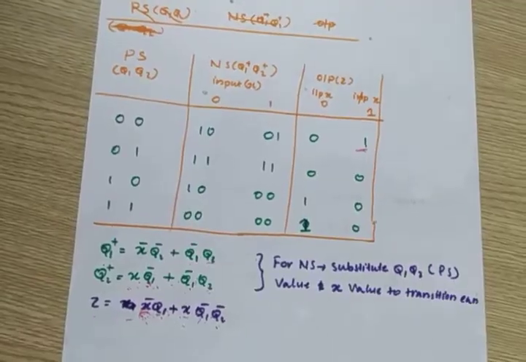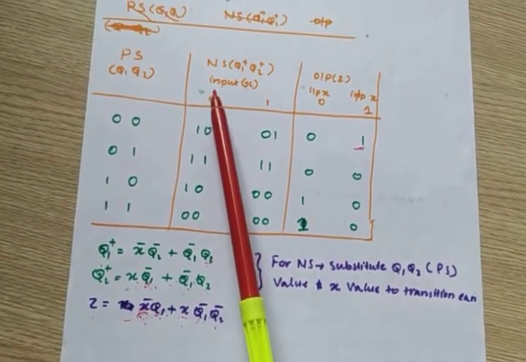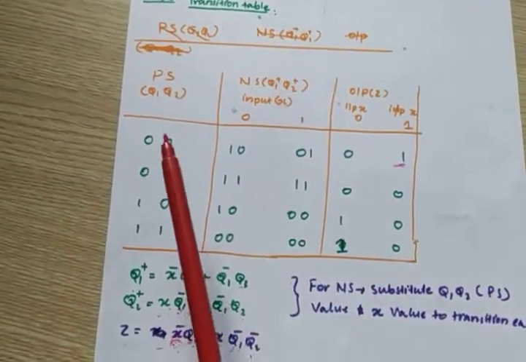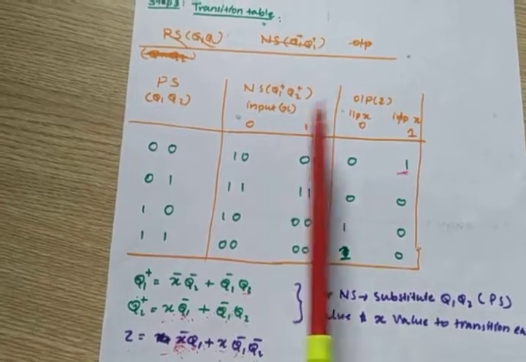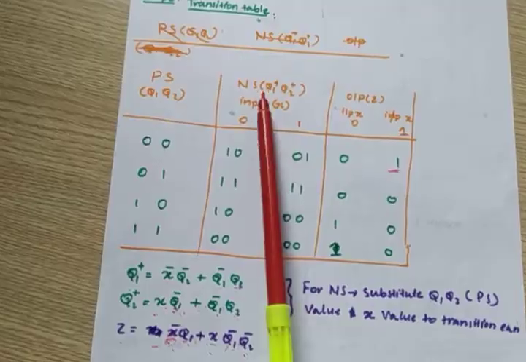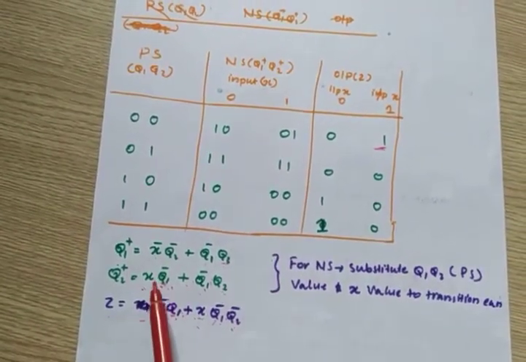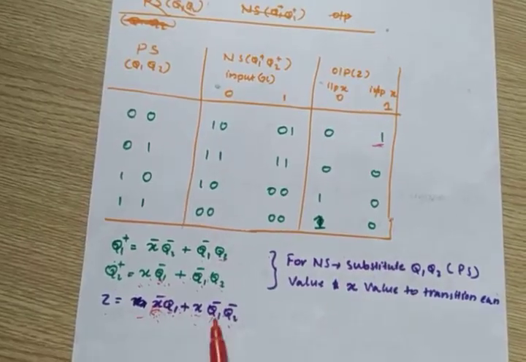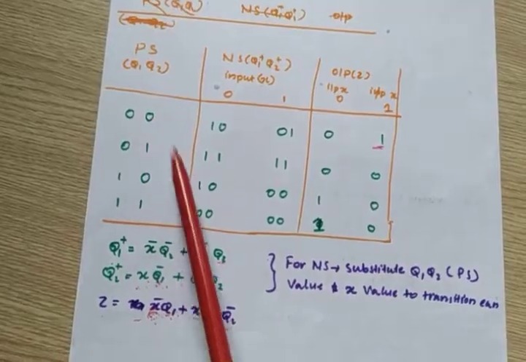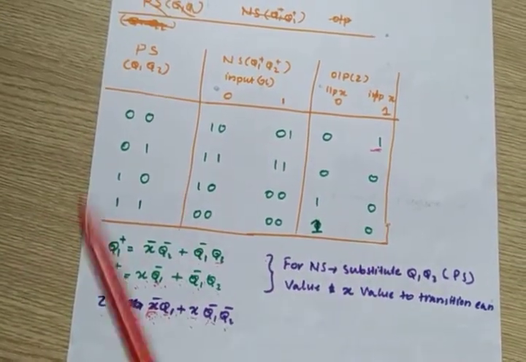Clear? So for the next state, what you have to do is write the transition table. This is a transition table, a present state, next state, output table. Present state you know, input you know, you write the next state. To get the next state you have the expression, and to get the output you have the expression. You just substitute the inputs and present state into these equations, and you will get the next state and output. Like that you have to proceed.